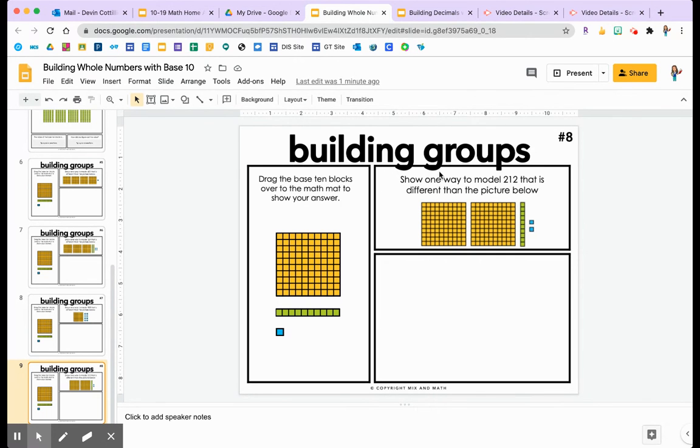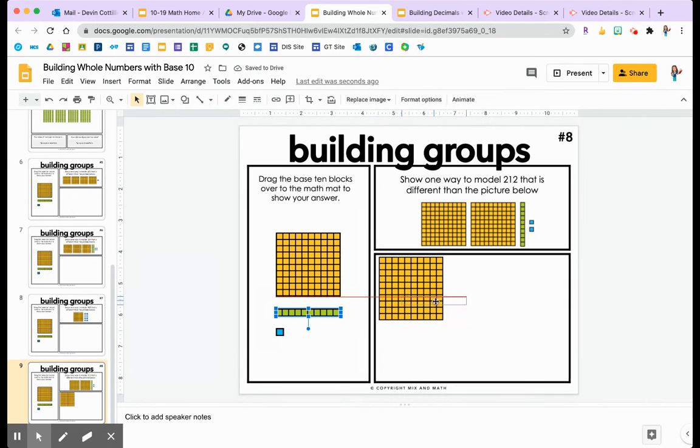And then up here, it says, show one way to model 212 that is different than the picture below. So they have modeled 212 by using 2 flats, each worth 100, 1 rod worth 10, and 2 cubes that are each worth 1. So if I wanted to show another way, I'm going to continue to use 1 flat to model 100. And then I'm going to break one of those flats into 10 rods because I know that 10 rods make up 1 flat.